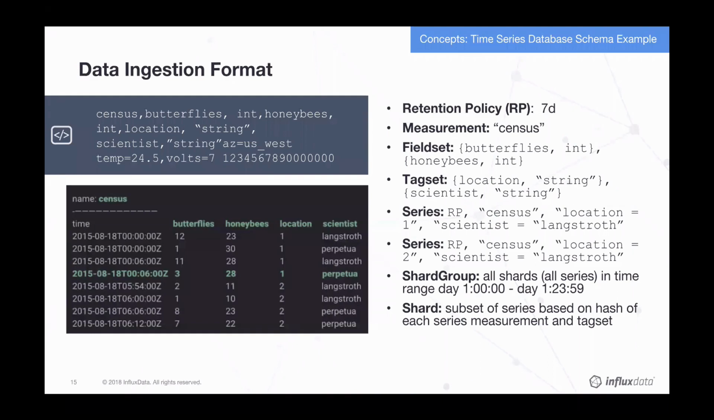So in this case, I would create a measurement and I'd call it census. I would create a field set, and these fields are going to contain the items that I'm interested in measuring, primarily butterflies and honeybees.